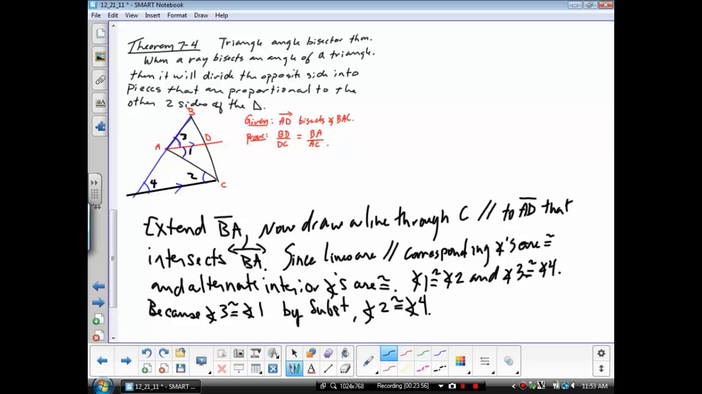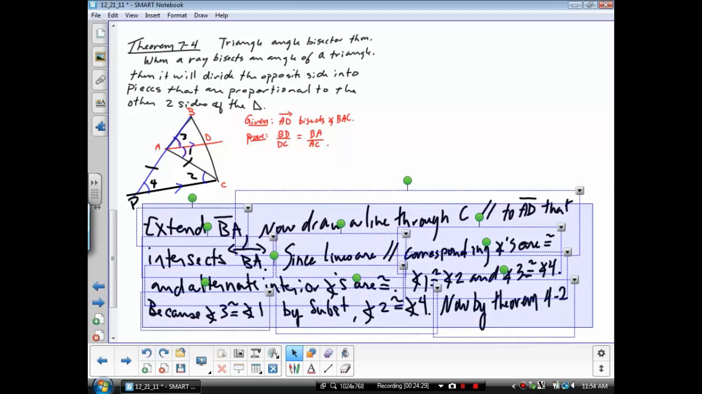Now that I have angle 2 and angle 4 congruent, I know that I have an isosceles triangle. Which means, call this point P so we have a point to refer to, AP and AC are equal. This is theorem 4.2, the base angles of an isosceles triangle theorem. So by theorem 4.2, AP is equal to AC.